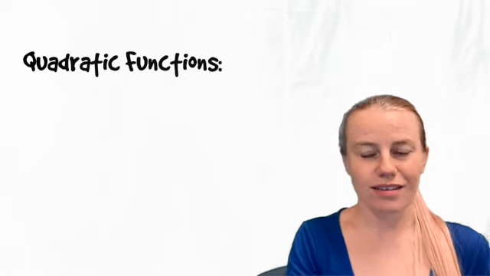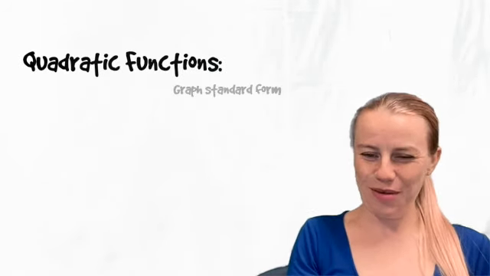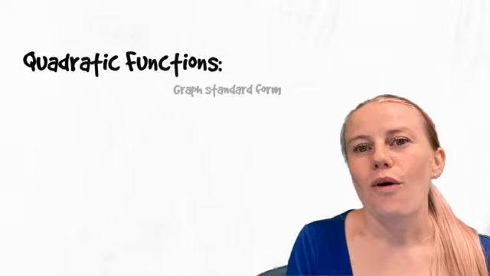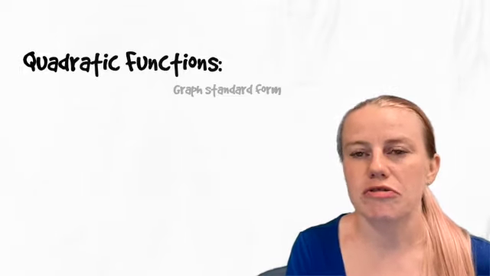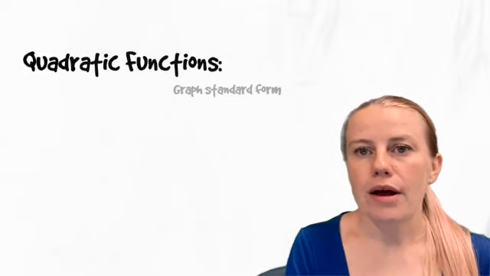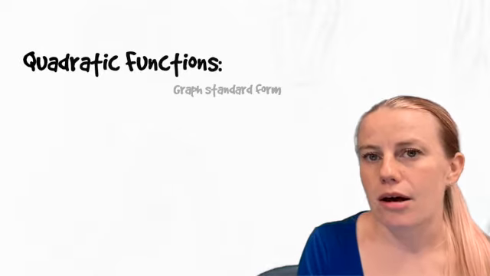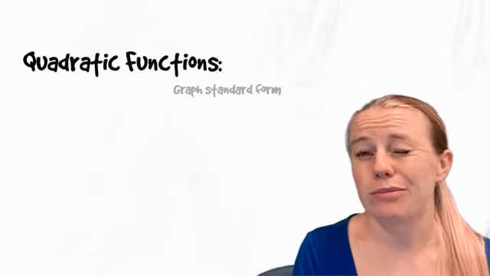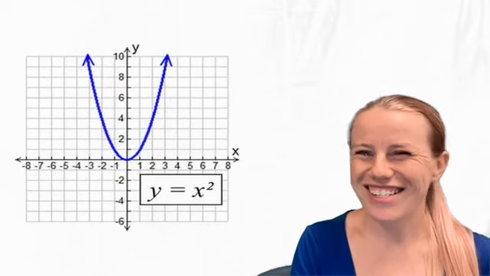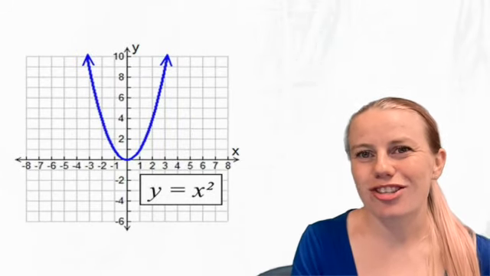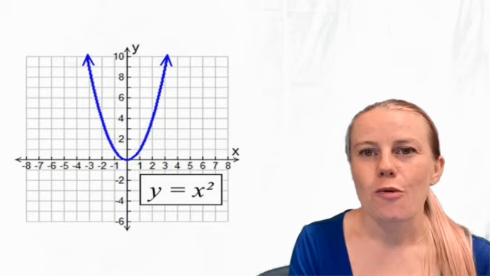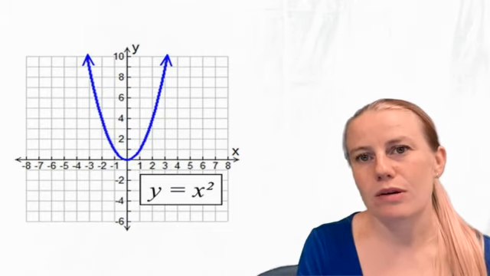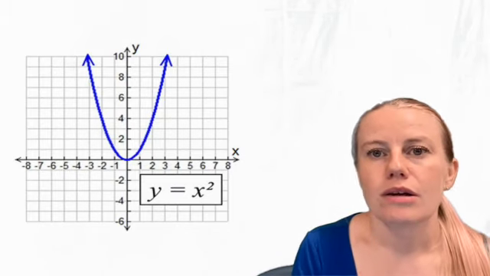Starting off quadratics with quadratic functions, with our graphing from standard form. We're going to look at how to graph and some graphing attributes that we can pull out. All right, here is our quadratic function. This is what we call our parent function, y equals x squared.